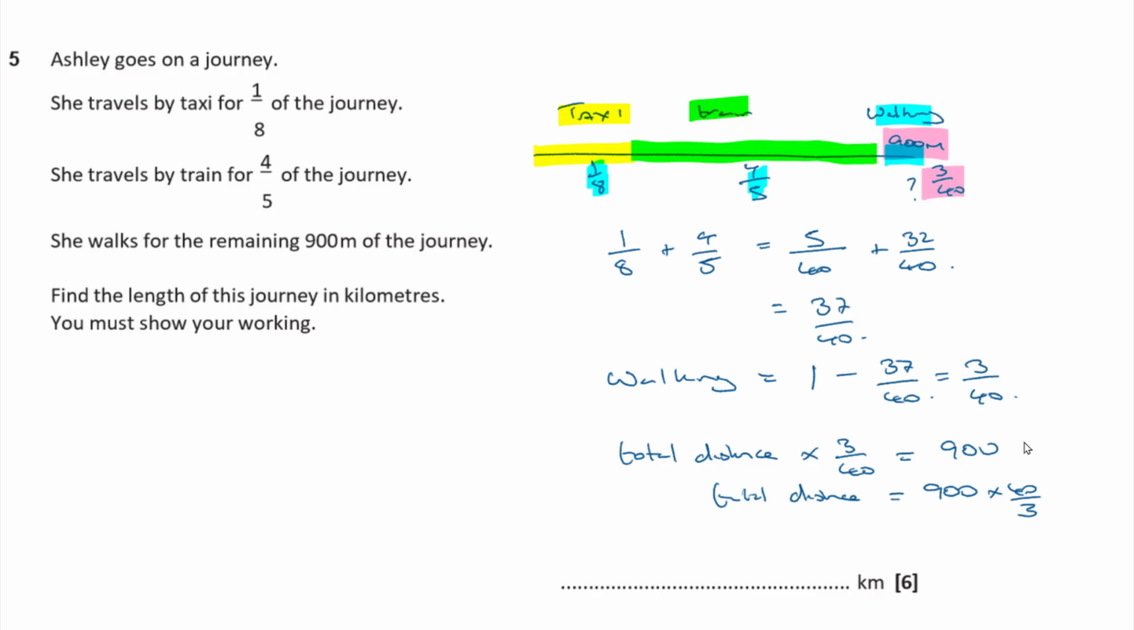So what is 900 times 40 over 3? Well, 3 into 900 goes 300. And 300 times 40, well, 3 times 4 is 12, and then I've got 3 extra zeros. So that's 12,000 meters. So what's that in kilometers? 1 kilometer is 1,000 meters. So dividing that by 1,000, I'm going to get 12 kilometers. So the length of the whole journey in kilometers is 12.